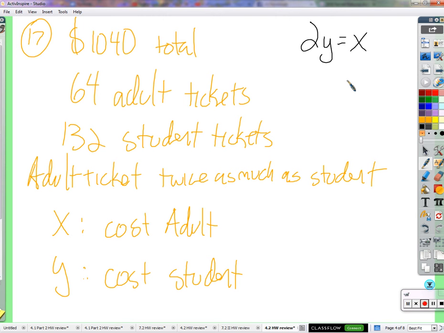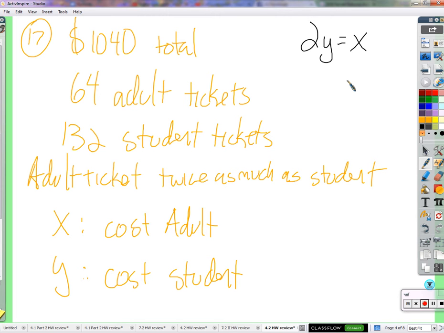Okay, so that's Aiden's suggestion. Somebody tell me why Aiden's saying that that's the equation we should use. Molly? Because the cost of the adult ticket, x, is the same as the cost of a student ticket, y, times 2. 2 times y equals x. 2 times a student ticket equals 1 adult ticket. Okay? Need another equation, and probably it's going to include price, I would guess, right?